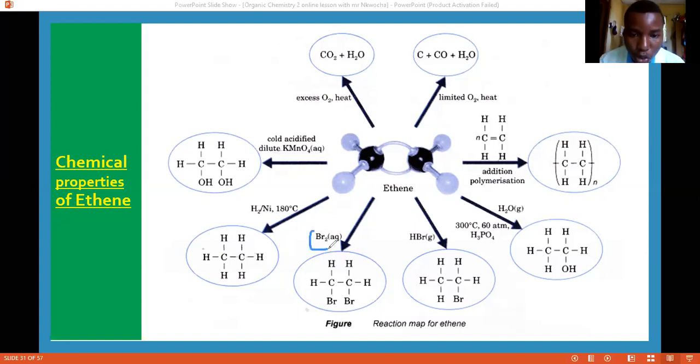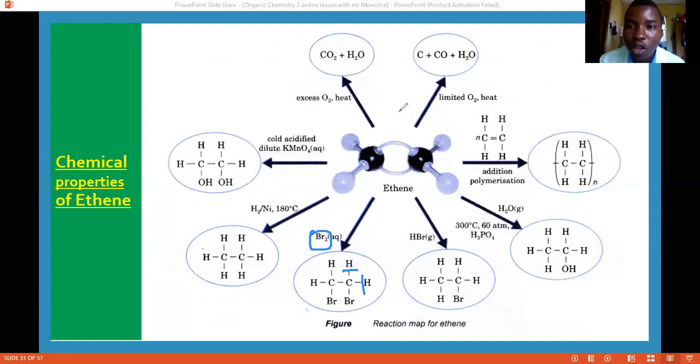Look here, I'm adding 2 bromine. I cannot add it to 1 carbon because the double bond is shared between the 2 carbons. So the double bond is your reaction center. You add one of the bromine to one of the carbons and the other bromine to the second carbon. So take note that it is at the reaction center that this addition takes place.